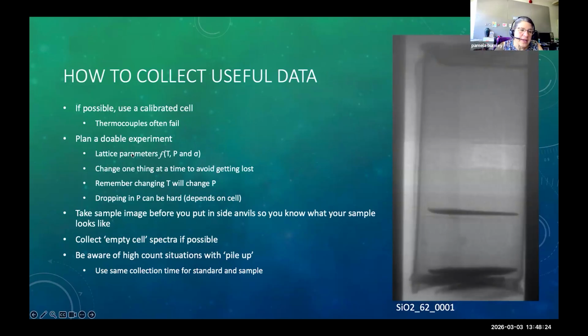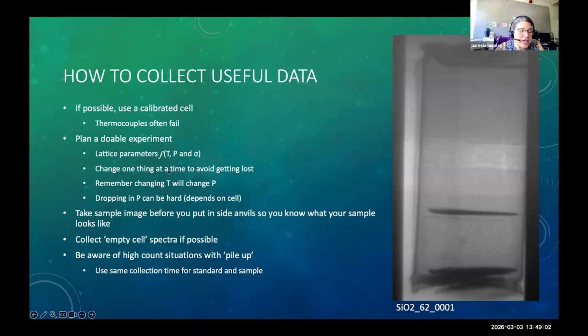It's good to plan a doable experiment. The lattice parameters that you measure are a function of temperature, pressure, and stress, so at some point you run into non-uniqueness. You have a d-spacing of 5 or 3.5, let's say, that'd be more realistic, but you don't know what it means because you don't know what the temperature, pressure, and stress state is. You can no longer solve for anything if you don't have enough d-spacings and you've wandered off too far in pressure, temperature, stress space.